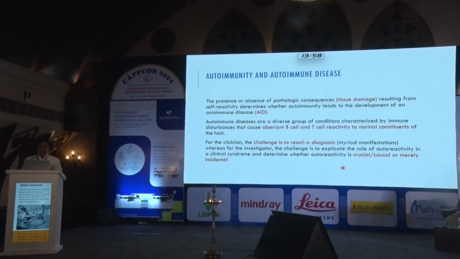Now, what is the difference between autoimmunity and autoimmune disease? The marker of autoimmune disease is tissue damage. Whenever, because of these autoreactive T cells and B cells, there is tissue damage, that is when we have autoimmune disease. Autoimmune diseases, as we know, are a diverse group of conditions characterized by a disturbance that causes aberrant B cell and T cell reactivity to normal constituents of the host.